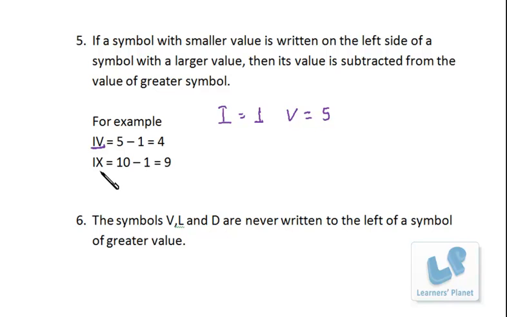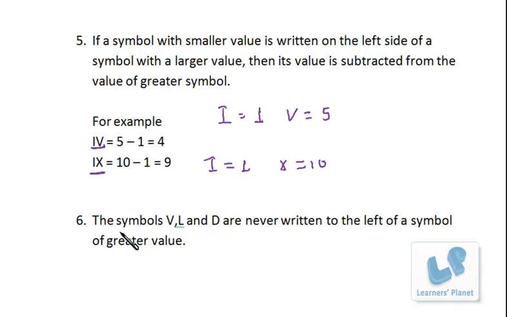Similarly, we see over here the value of I is 1, the value of X is 10 and I is written on the left side of X. That means we have to deduct the value of I from the value of X. That is 10 minus 1, 9. So this is the representation of 9 in Roman numerals. I hope you are clear.